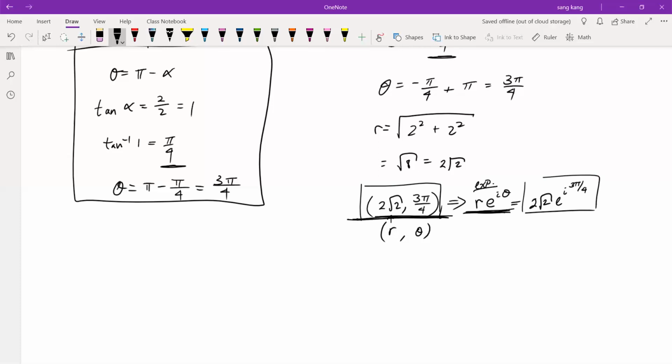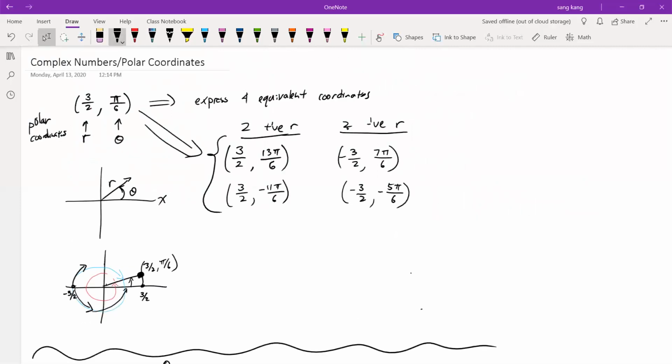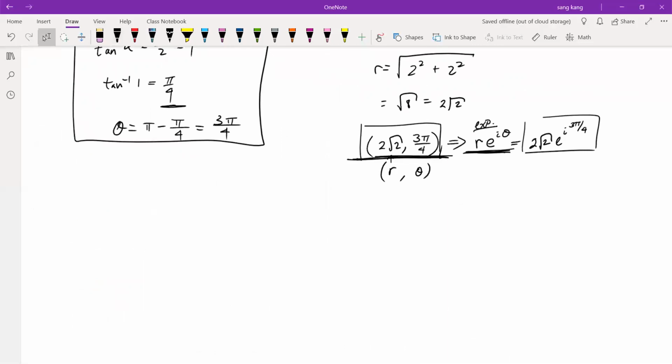And again, as we've discussed up here, you might be given some alternate form. You might be given a negative r or a negative angle or some multiple of your angle. So be able to simplify that or find equivalent expressions. So get comfortable with doing that.